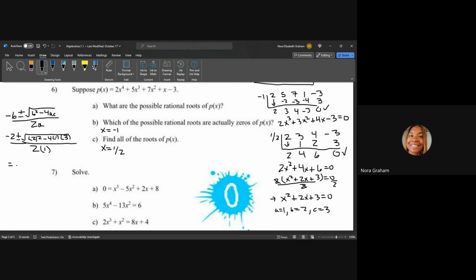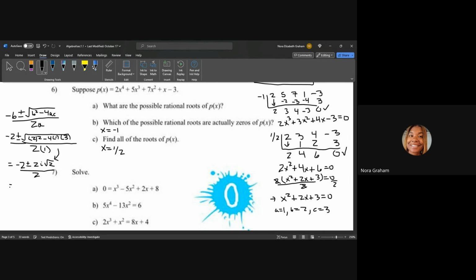So when you simplify this down, this is going to become negative 2 plus or minus 2i square root of 2 over 2. Again, if you get lost from this step to this step, put something in the comments so I can show you step for step how we got here.